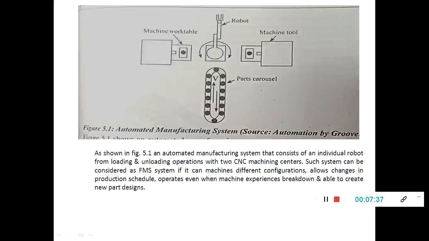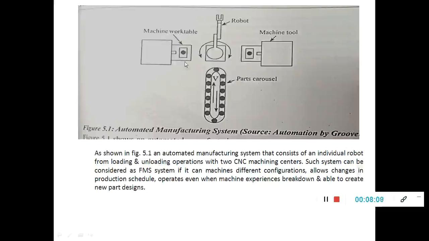So we can see here the two arrows mean these are the unworked parts and these are the finished parts. The robot picks up the unworked part and loads it into machine number 1. Then after completion of the processing operation in workstation number 1, it can be transferred to workstation 2. Then after the completion of workstation 2, the finished product is going to be stored in a part carousel. So this is the simple example of an FMS system.